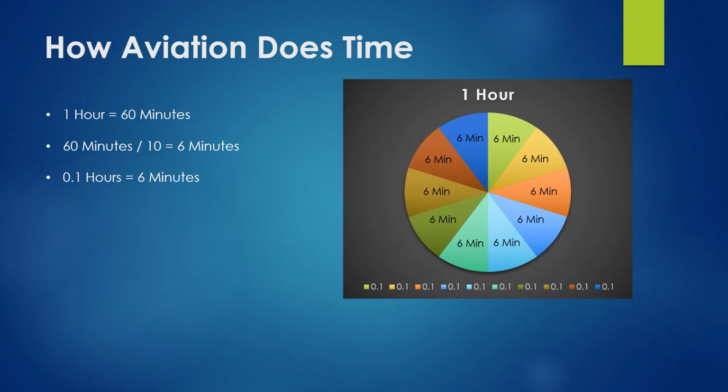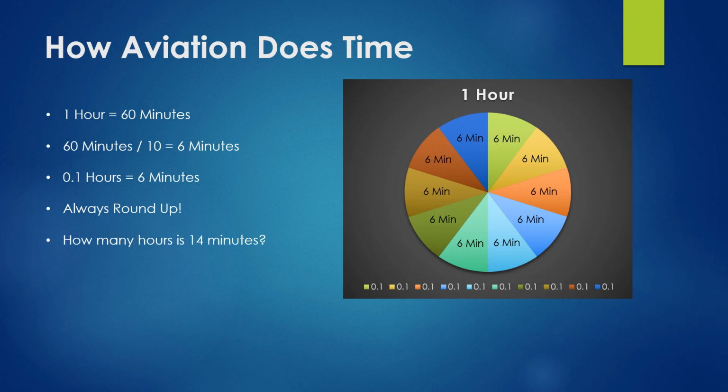Think of it as like the pie chart. You've got 10 intervals of 6 minutes. Each 6-minute interval is a tenth, or 0.1 of an hour. When it comes to logging your time, the good thing is if you fly, for example, for 7 minutes, you always round up, way up. And so even though you're only 1 minute above 6 minutes, you're going to log 0.2 in your logbook.